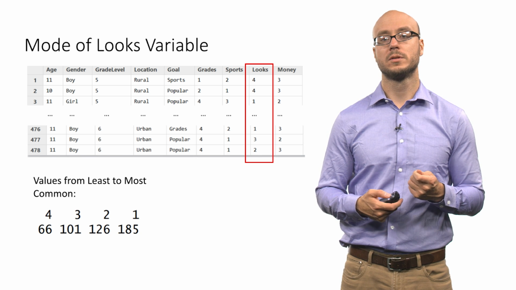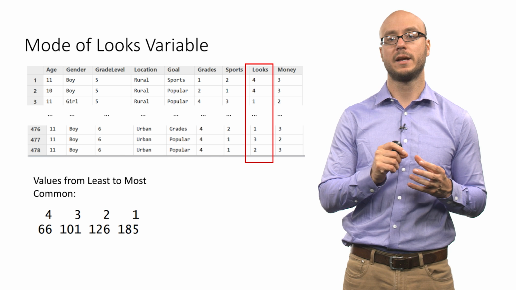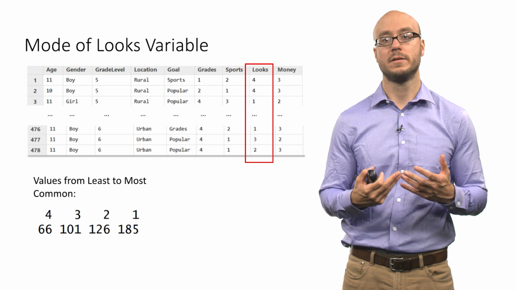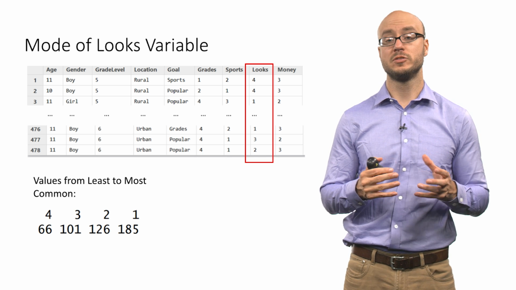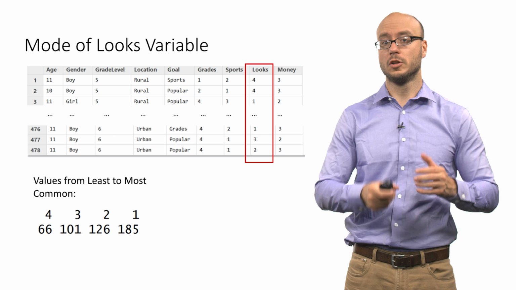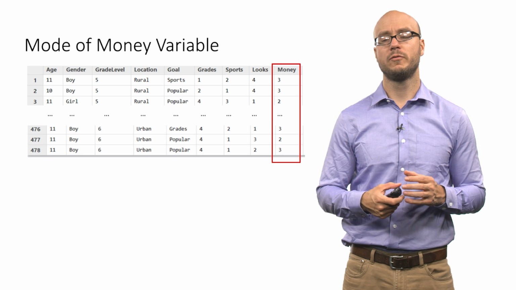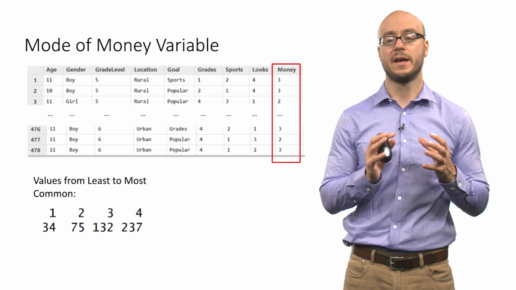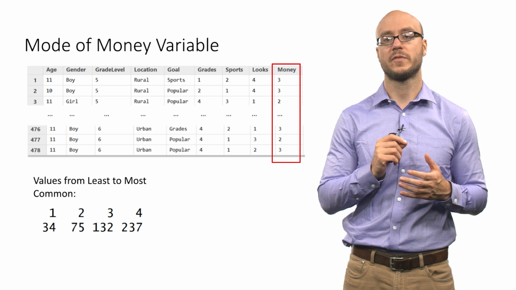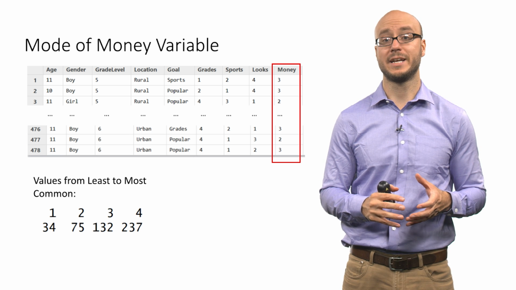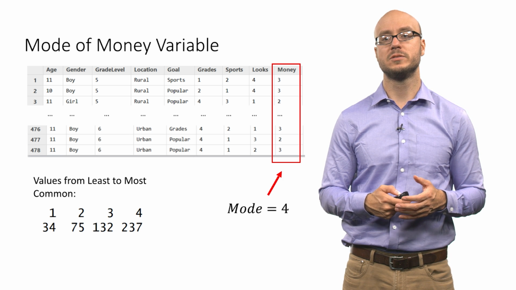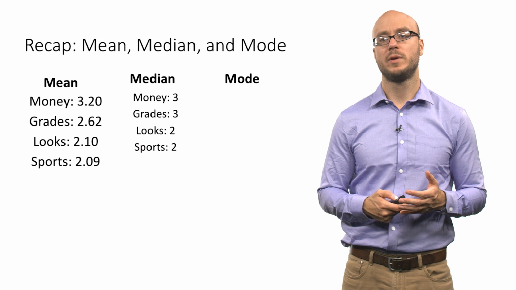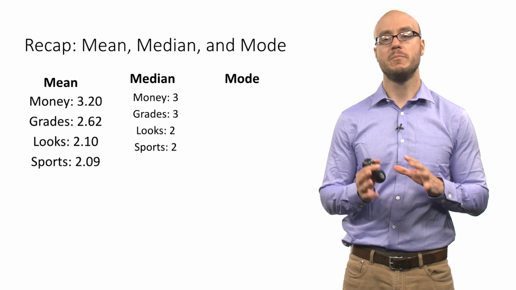For the looks variable, again, creating a little table in which we rank the values from least to most common, the most common response is 1. So for the looks variable, 185 students said, you know, if you want to be popular, looks is the most important. And then if we look at that final column for money, and calculate the mode by listing the values from least to most common and the corresponding counts, you can see 237 students ranked money as the 4th most important. So if we look at the mode, we can compare it with the median and the mean.